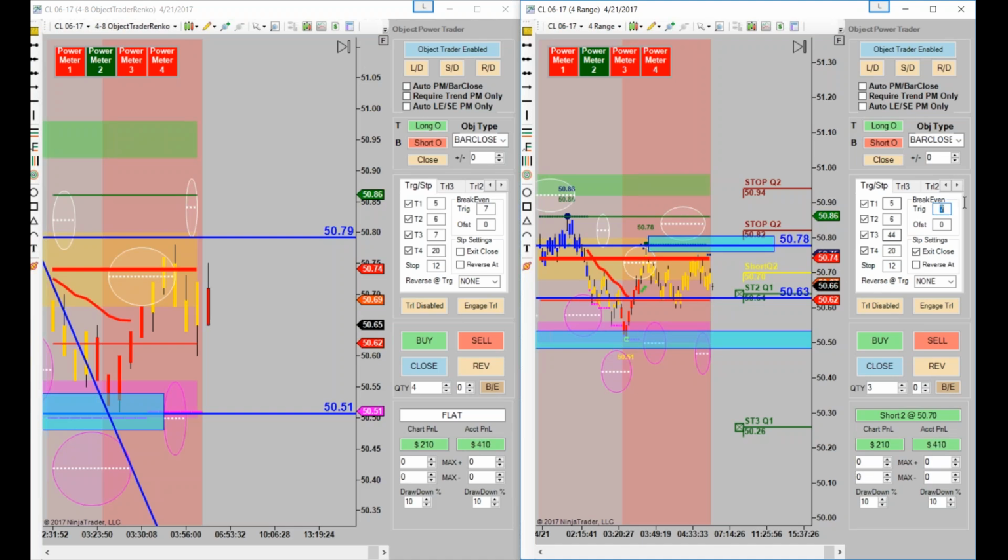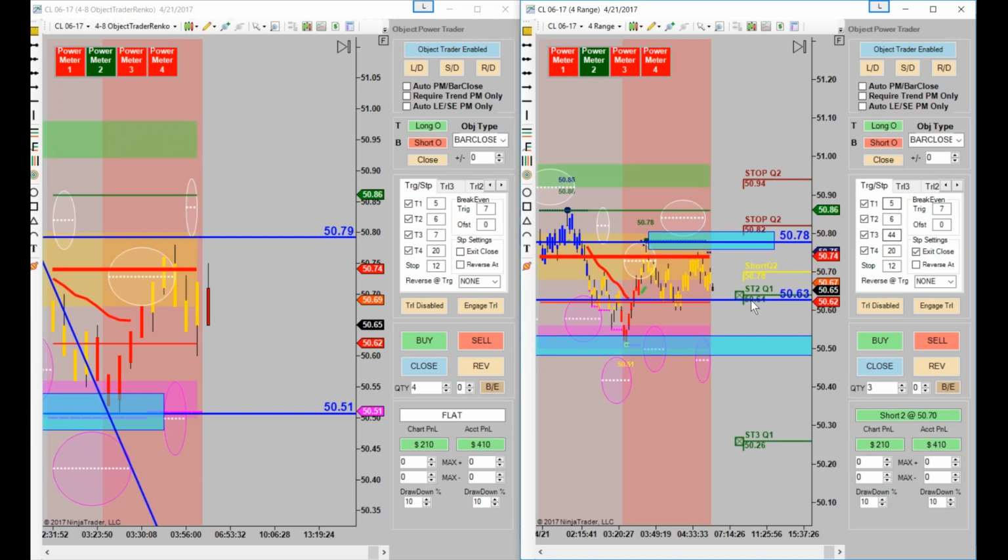So I got 7 ticks on my break even. So if I hit 6, obviously we won't go to break even. And it just went to break even. Okay. See, so now we're in a free trade. If this decides to reverse on us, no big sweat. We'll just get right back out of it.